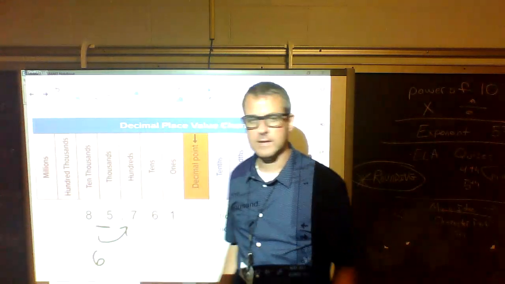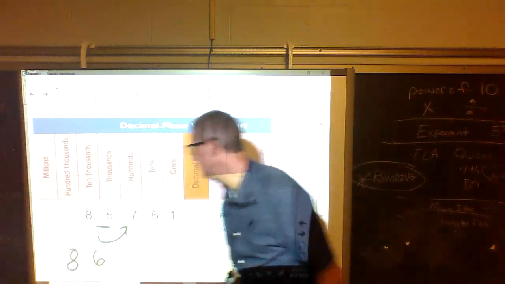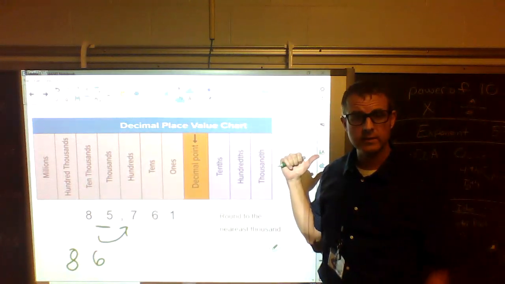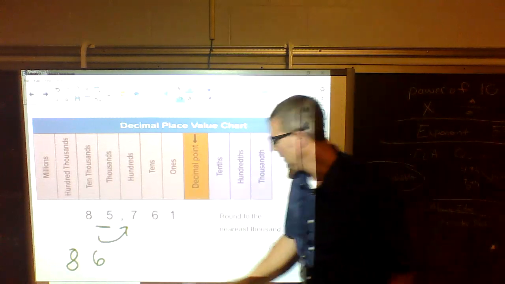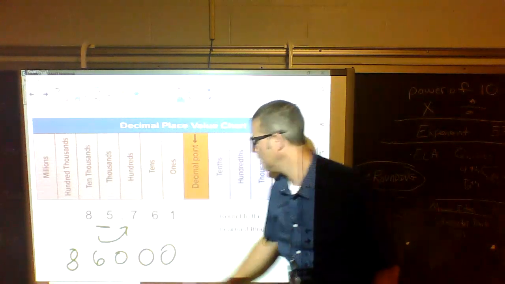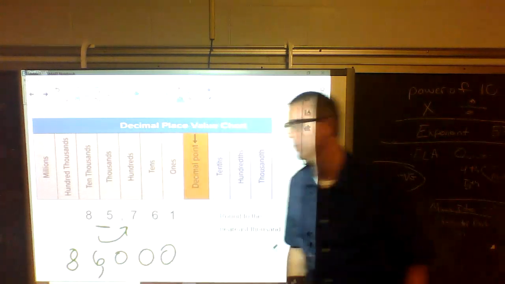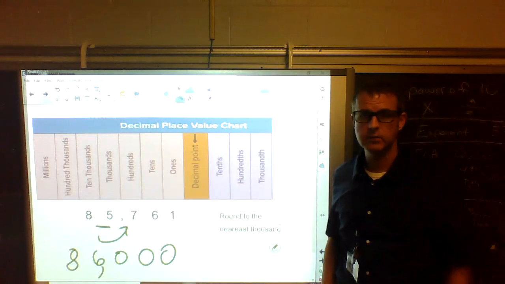Everything in front of the 6 stays the same. So we're just going to bring down the 8. Everything after the 6 turns to 0. That's why we're rounding. We're changing it to 0. So we are changing all of these to zeros, and then all I have to do is put in my comma where it goes. So my answer to this is 86,000. I am finished.